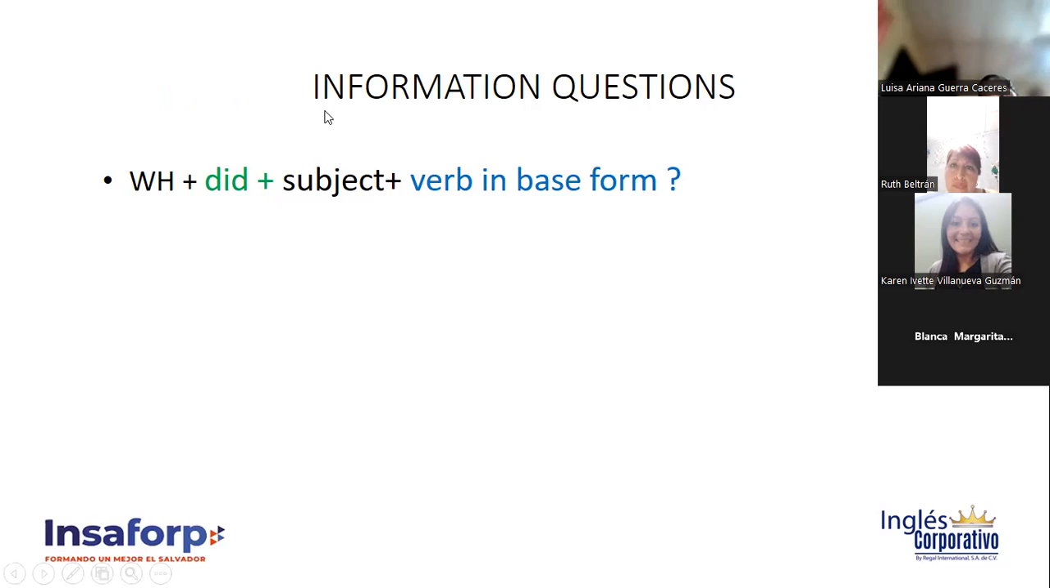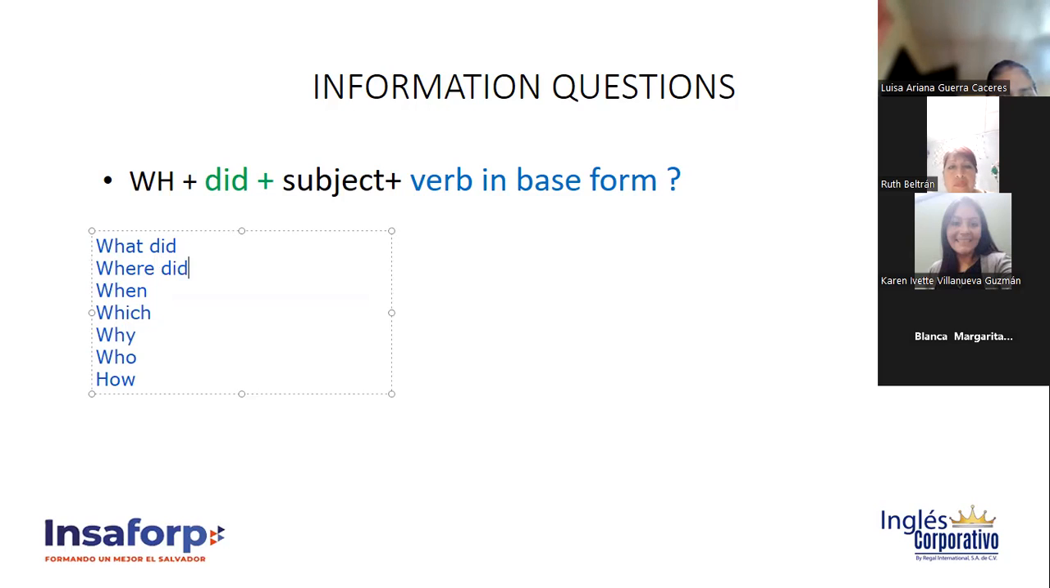Now, the same happens with the WH questions. The only difference is that you have to add the WH words. Do you remember the WH words? When, where, what, which, why, who, how. Right? Okay, then you write the auxiliary, then the subject and the verb and the complement, of course.